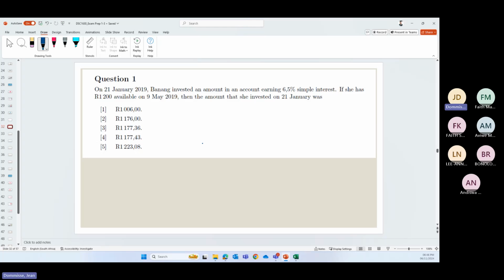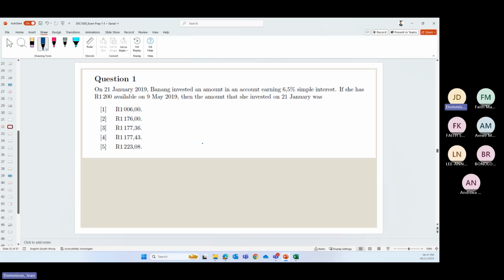So on 21 January 2019, Benang invested an amount in an account earning 6.5% simple interest. If she has 1,200 available on 9 May, how much then was the amount that she invested on 21 January? Okay, so definitely a bit of a different question that we need to look at.